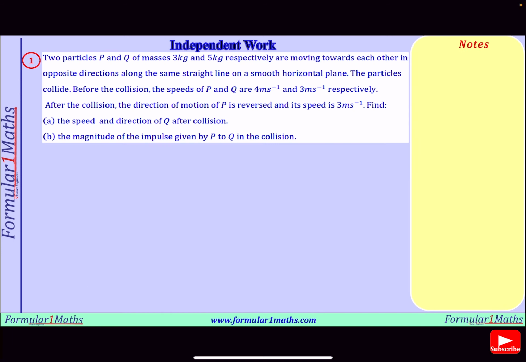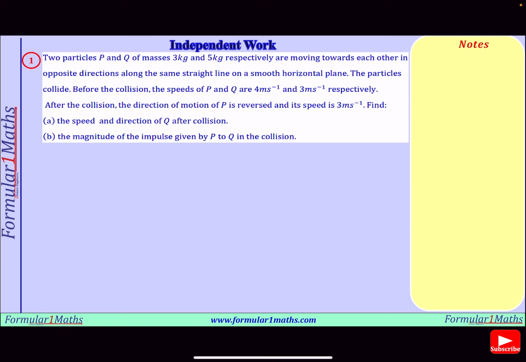Question 1. Two particles, P and Q, of masses 3 kilograms and 5 kilograms respectively, are moving towards each other in opposite directions along the same straight line on a smooth horizontal plane. The particles collide. Before the collision, the speeds of P and Q are 4 meters per second and 3 meters per second respectively. After the collision, the direction of motion of P is reversed and its speed is 3 meters per second. Find A, the speed and direction of Q after the collision. B, the magnitude of the impulse given by P to Q in the collision.